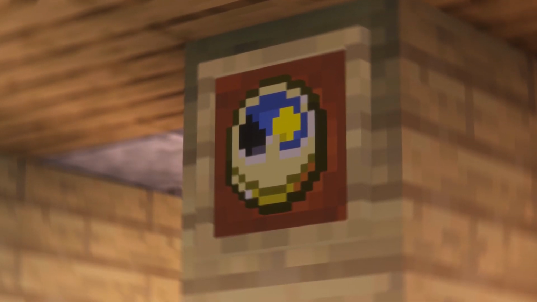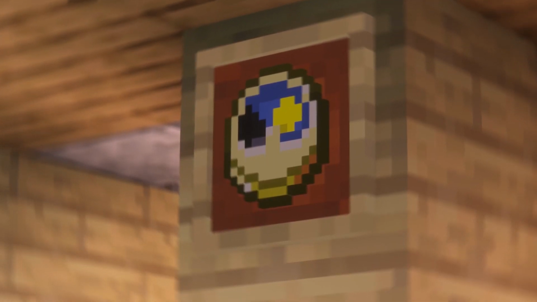Have you ever wondered how long you spend playing a game? For most games, it may seem trivial. But if you play Minecraft, well, you know what happens.